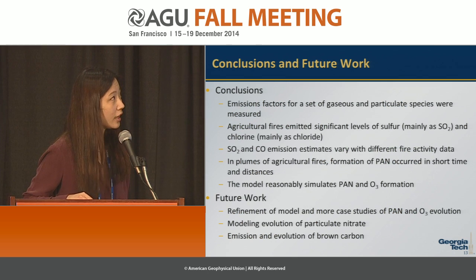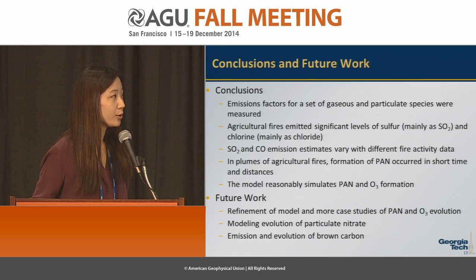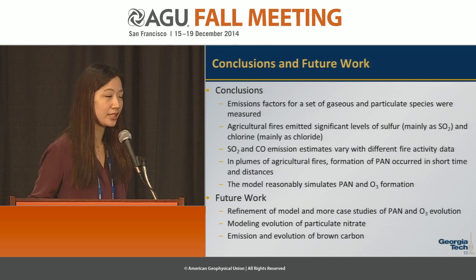To sum up, the emission factors for a set of gases and particulate species were measured. Agricultural fires emitted significant levels of sulfur, mainly as SO2, and chlorine, mainly as chloride. The SO2 and the CO emission estimates vary a lot with the different fire activity data used. In plumes of agricultural fires, rapid formation of PAN occurred in short distances. Our model, in general, reasonably simulates the PAN and ozone formation.